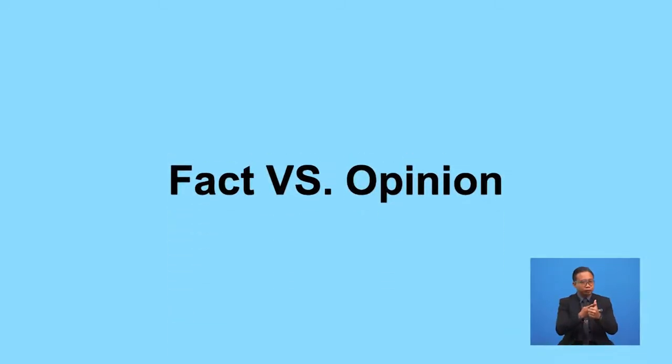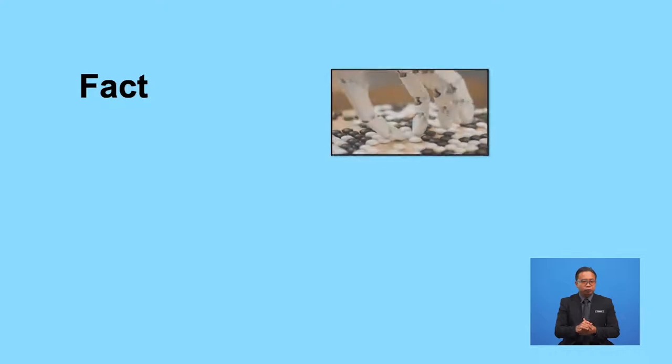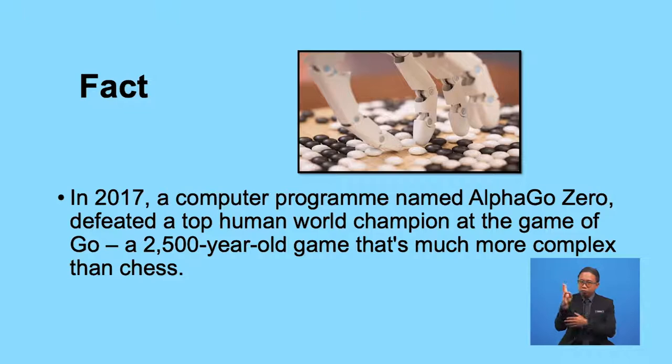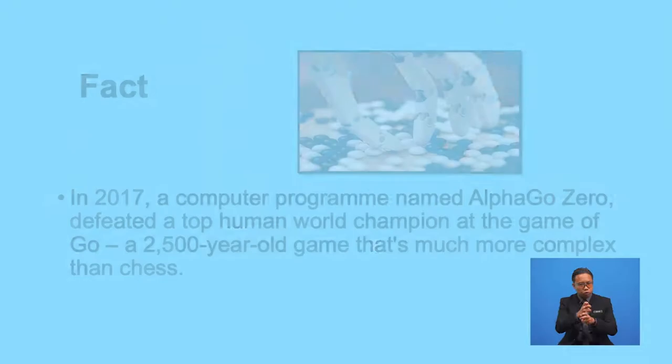First, let's talk about fact versus opinion. Are they different? Yes, definitely. A fact is something that is true. For example, in 2017, a computer program named AlphaGo Zero defeated a top human world champion at the game of Go, a 2,500-year-old game that's much more complex than chess. Wow, that's an amazing fact.